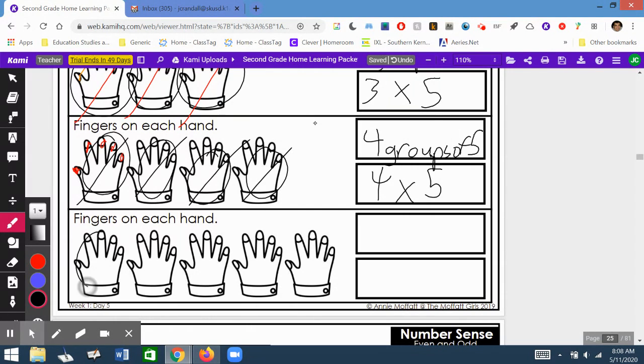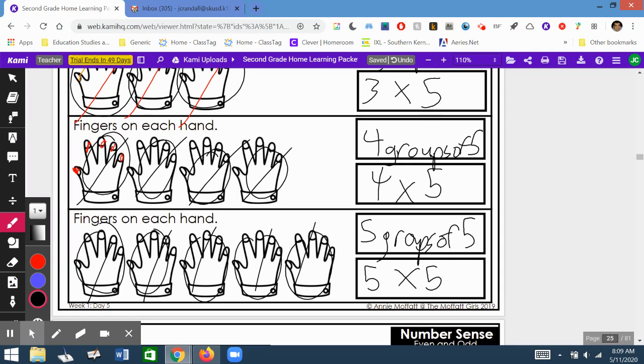Last but not least, 1, 2, 3, 4, 5. 5 groups of 5. Whoa, that F is not working. There we go. 5 groups of 5. And we count by 5s. And remember, the way we say groups of is times. 5 times 5. And let's see what the answer is. 5, 10, 15, 20, 25. 5 times 5 is 25.